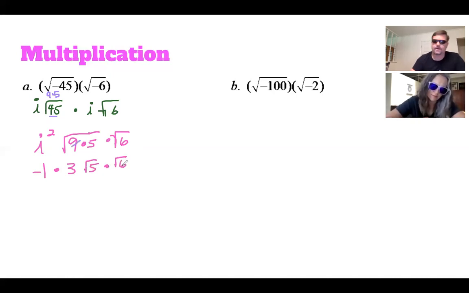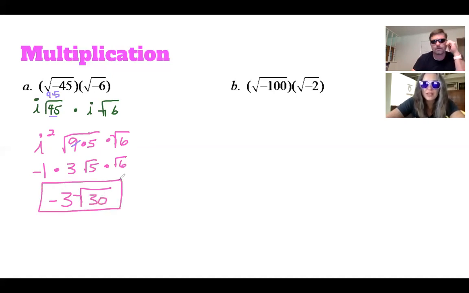Now, I can't simplify either one of those, but I can mash them together under one radical and make it the square root of 6 times 5. So I end up with -3 square root of, do I need to write 5 times 6, or can I know that that's 30? Maybe we can just write it as 30.